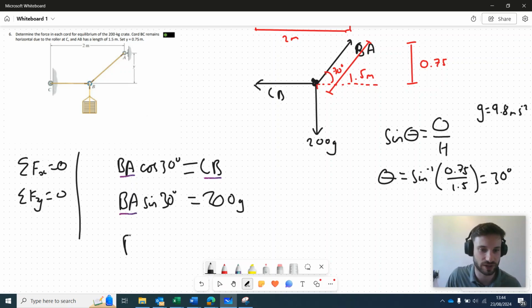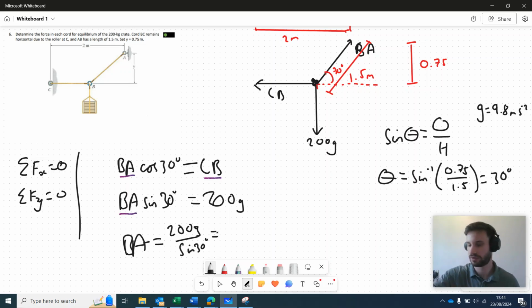We can just rearrange. So we can say that BA is equal to 200G over sine 30. So 200 times 9.8 all over sine 30 is equal to 3,920. Let's put the newtons in there. And I have BA now.